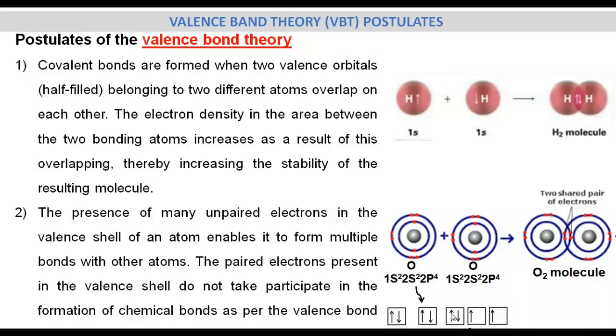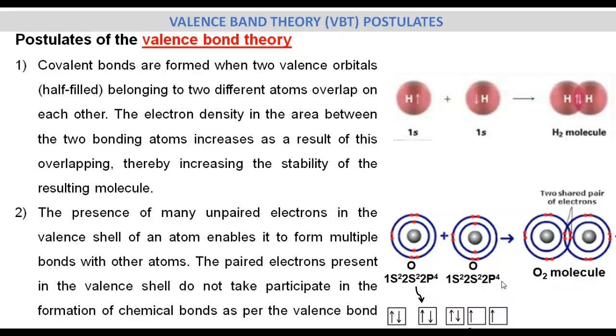In the case of oxygen, if you write the electronic configuration of oxygen, 1s2 2s2 2p4, you write it this way: 1s2 2s2 2px2 2py1 2pz1. Here there are two unpaired electrons present in the outermost shell, so these two electrons are able to participate in bond formation. Two electrons of one oxygen and two electrons of the other oxygen give us two bonds, an oxygen molecule with two shared pairs of electrons, and this forms two covalent bonds. One bond is a pi bond and the other bond is a sigma bond.